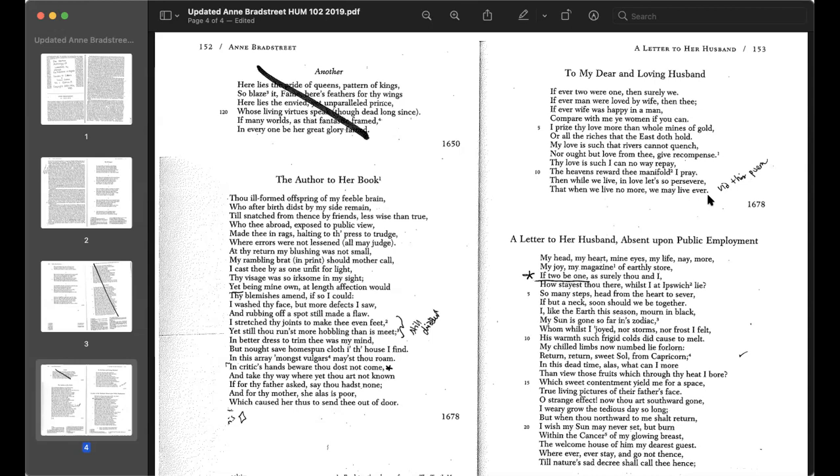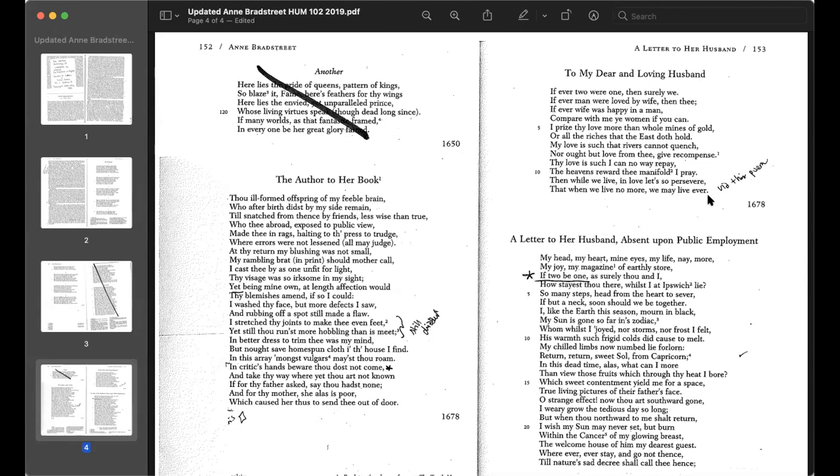So a poem that really talks about the writing process, something that was near to her heart, but also the life of a mother and the experience of a mother. And then finally, the last two poems that you read, To My Dear and Loving Husband and A Letter to Her Husband Absent Upon Public Employment, of course, speak to her life as a married woman.